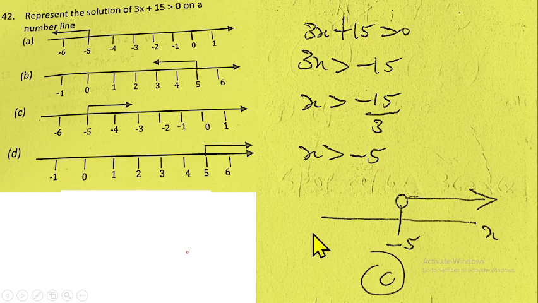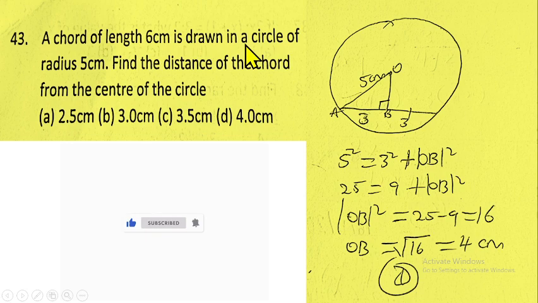Question number 43. A chord of length 6 centimeters is drawn in a circle of radius 5 centimeters. Find the distance of the chord from the center of the circle. In this case, we have a circle, and the length of the chord is 6 centimeters, and there's a line drawn from the center of the circle to the chord. That line will divide that chord into 2 equal halves according to the midpoint theorem. So from here to here will be 3, from here to here will be 3 as well.